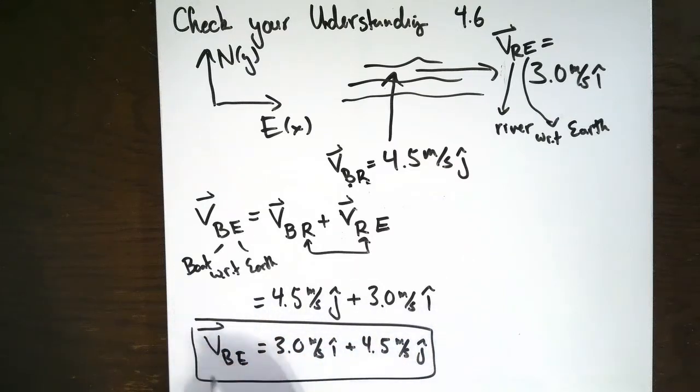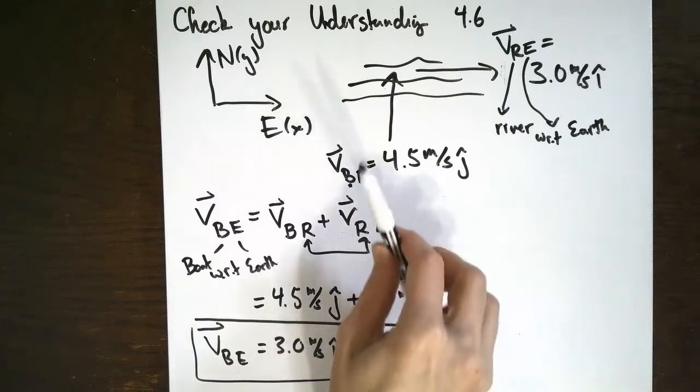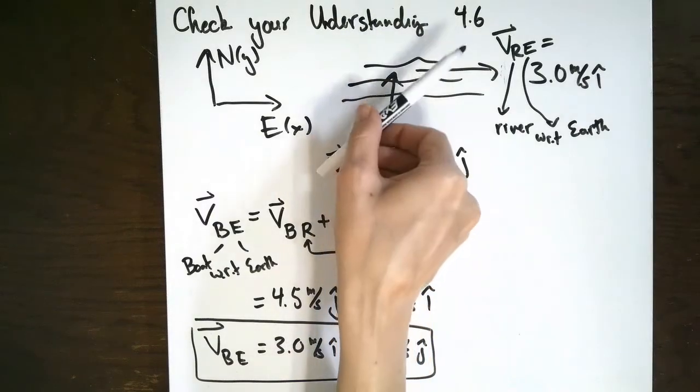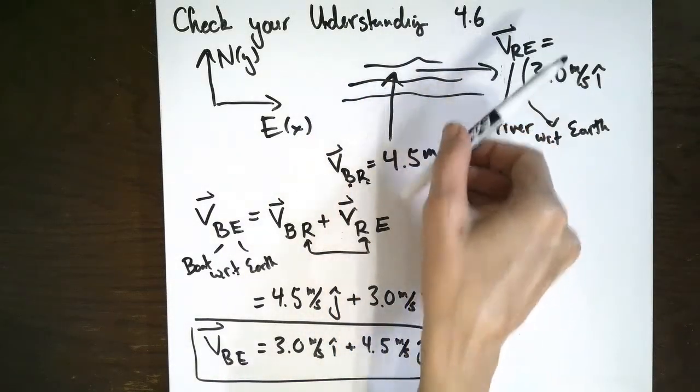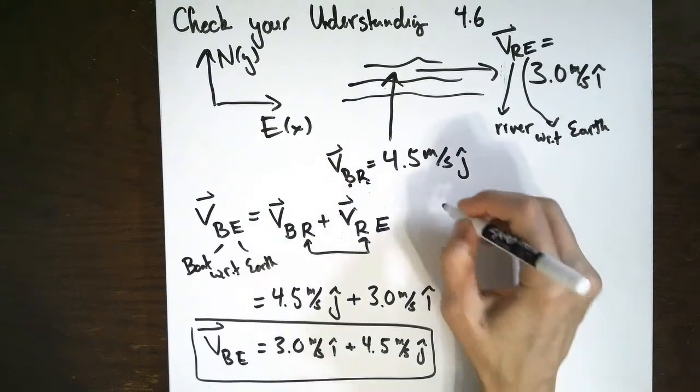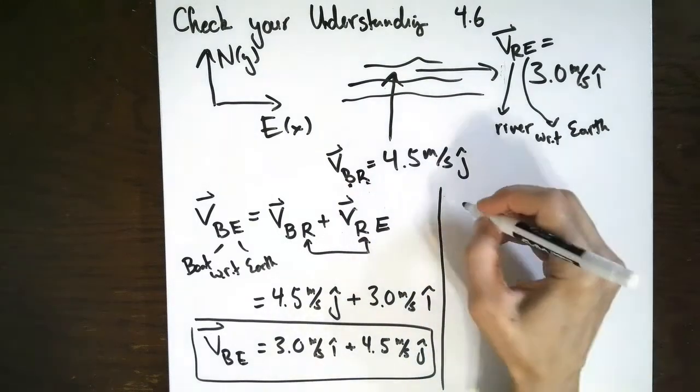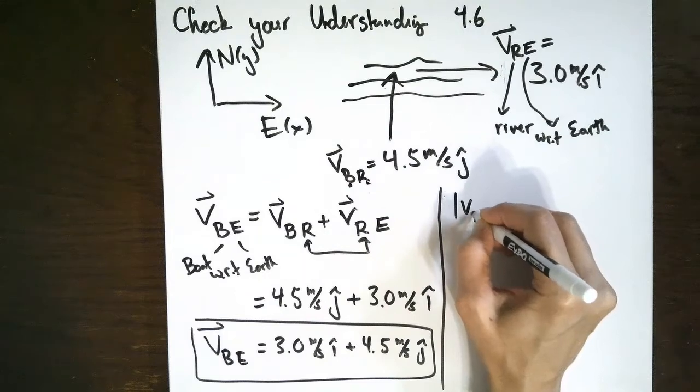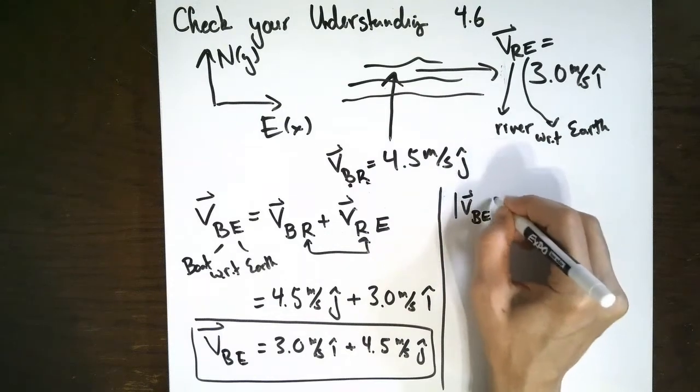So we can go ahead and say, great, we've solved that. Let's check that it makes sense. This is saying our boat is going a little bit east and a little bit north, and that makes sense if the boat's trying to go north, but it hits the river going east. It's going to be going north and east at the same time. Now say we also would like to know the speed. That will be the magnitude of the boat's velocity with respect to Earth.